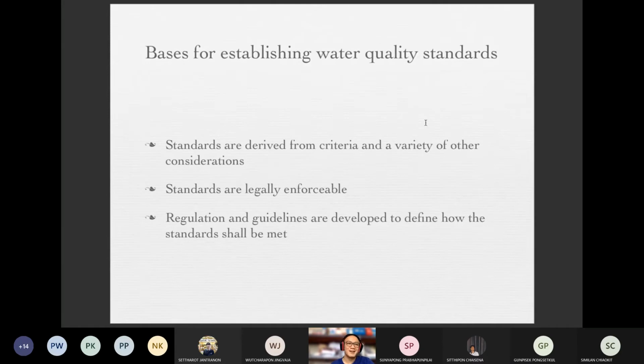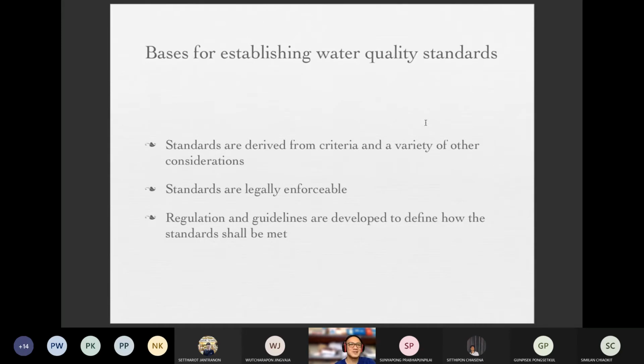But in Thailand, according to our language, sometimes standard doesn't always refer to something legally enforceable. Sometimes it's just like that, but in general, in the English world, a standard is legally enforceable. Others are not. Regulations and guidelines are developed to define how the standard shall be met. And criteria is more or less a recommendation.